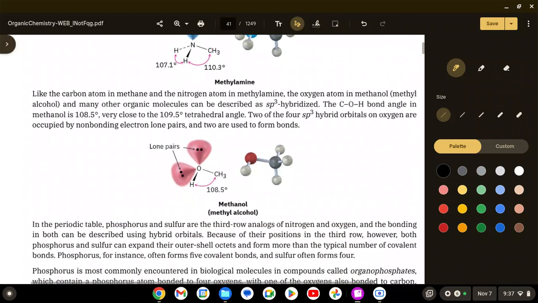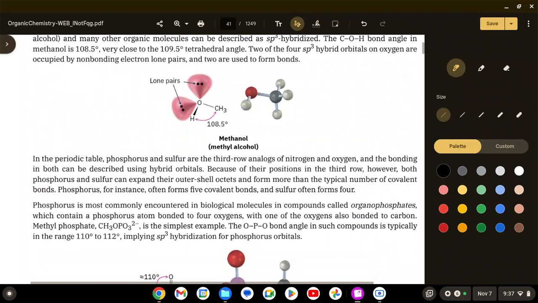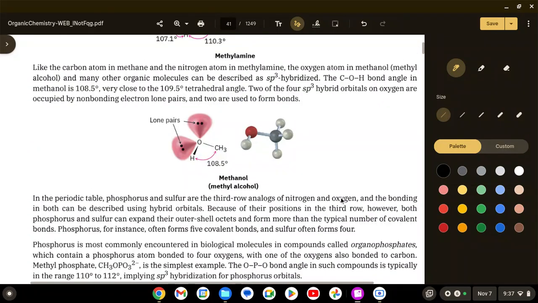Like the carbon atom in methane and the nitrogen atom in methylamine, the oxygen atom in methanol, methyl alcohol, and many other organic molecules can be described as sp3 hybridized. The COH bond angle in methanol is 108.5, very close to the 109.5 tetrahedral angle. 2 of the 4 sp3 hybrid orbitals on oxygen are occupied by non-bonding electron lone pairs, and 2 are used to form bonds. And so this is a wedge. On a dash, I'm going to have a lone pair, and then up here, I'm going to have a lone pair straight up into the plane.